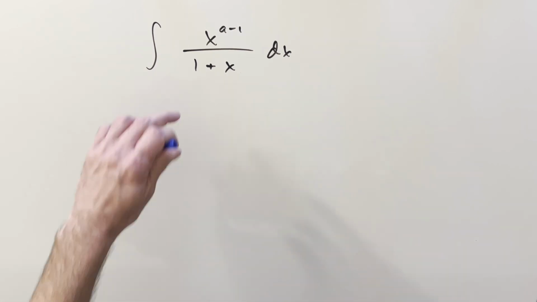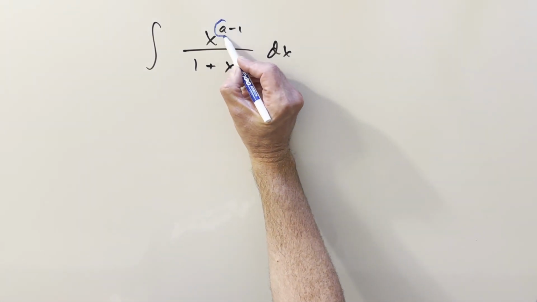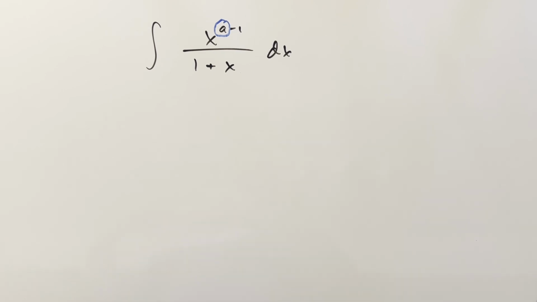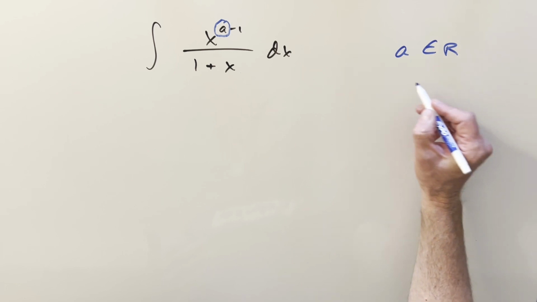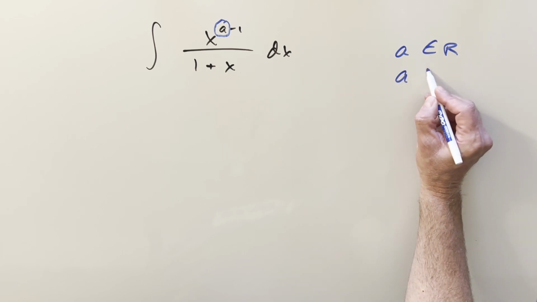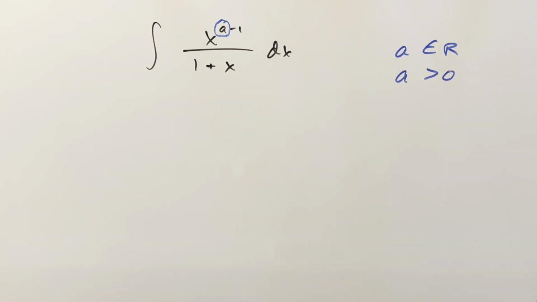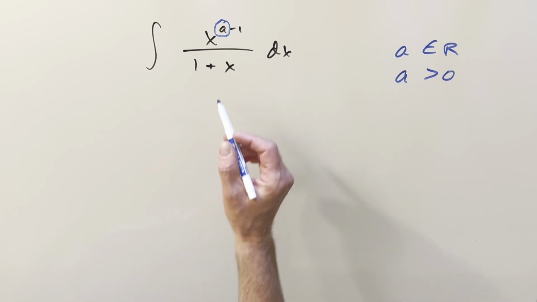I do want to define this a value a little more carefully here on the exponent, because we're going to be getting a general form for this in terms of a, and we want a to be a real number, and we want a to be greater than 0. To get started, I just want to notice the similarity.